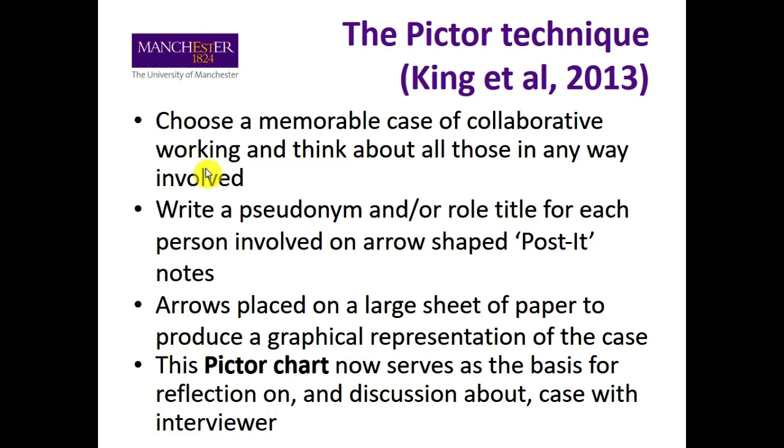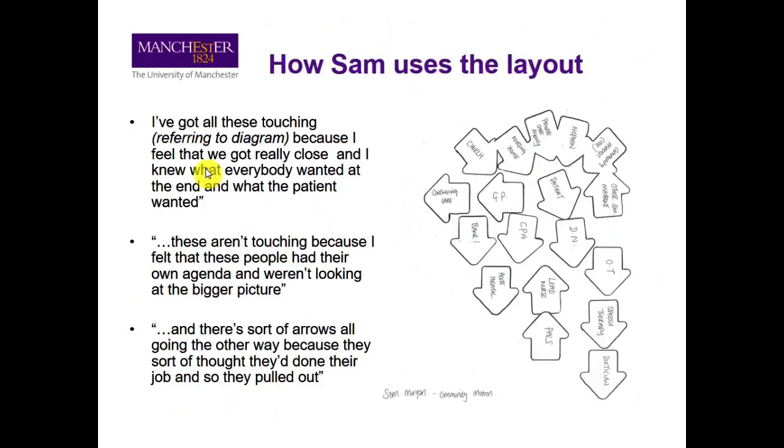Then we give them a set of arrow-shaped post-it notes, and they come in 3 colours. And we ask them to write a pseudonym or a role title for each person involved on the post-it notes. Then we give them a big flip chart, an A0 sheet of paper, and we ask them to arrange the arrows on the chart to produce a graphical representation of the case, which is then known as a pictorial chart, and we use that as a basis for talking about the case. Much easier if I show you a picture. So that is what a pictorial chart looks like.